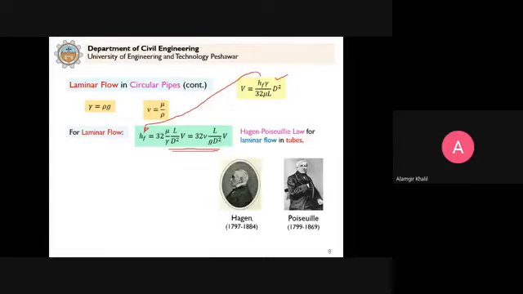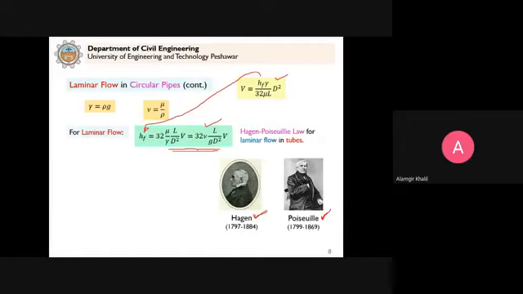Hagen was a German engineer, and he developed this equation. Poiseuille was a French scientist. He was basically a medical doctor, but in order to understand the flow of blood in the veins, he conducted experiments on smaller tubes with flowing water, and they both developed these equations. That is why they provide the basic understanding, so this equation is known as the Hagen-Poiseuille law.